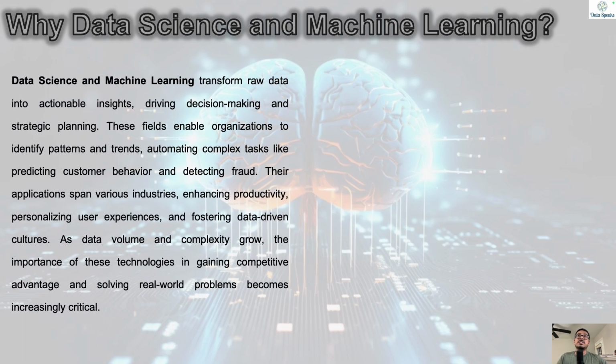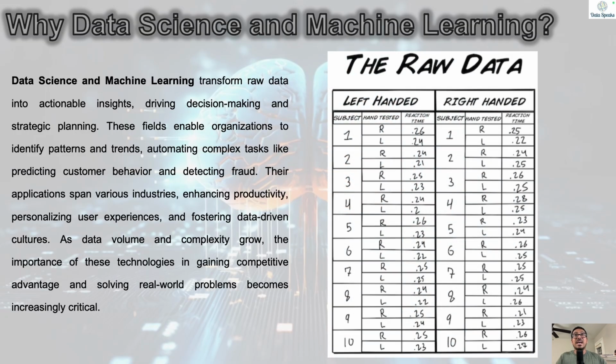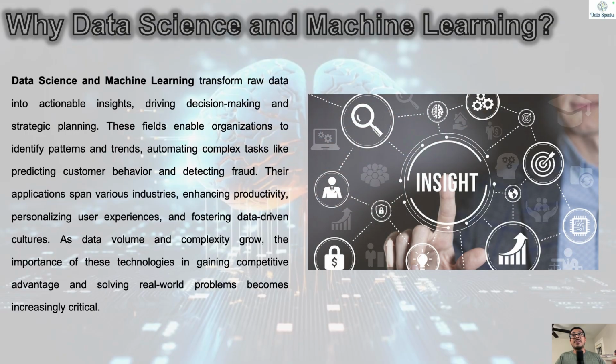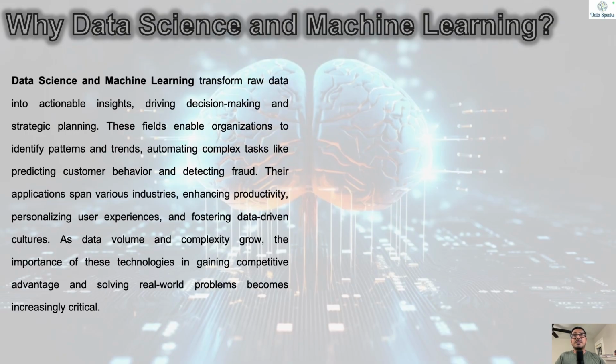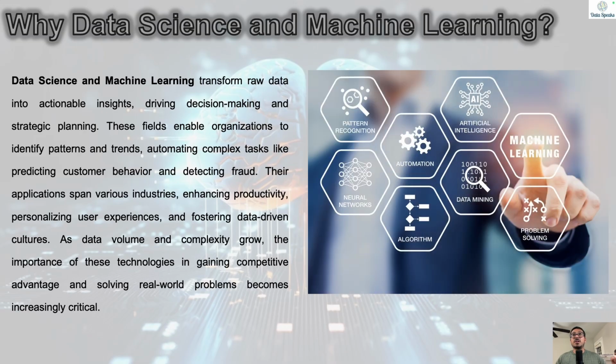That being said, data science and machine learning transform your organization's raw data into actionable insights that help you make strong business decisions that drive you towards success. This interdisciplinary field of data science and machine learning helps organizations identify hidden patterns and trends in their data and automate many complex tasks, for example: predicting customer behavior, detecting fraud, predicting stock prices, and predicting whether a patient is going to have a certain disease based on different symptoms that are collected through the data.